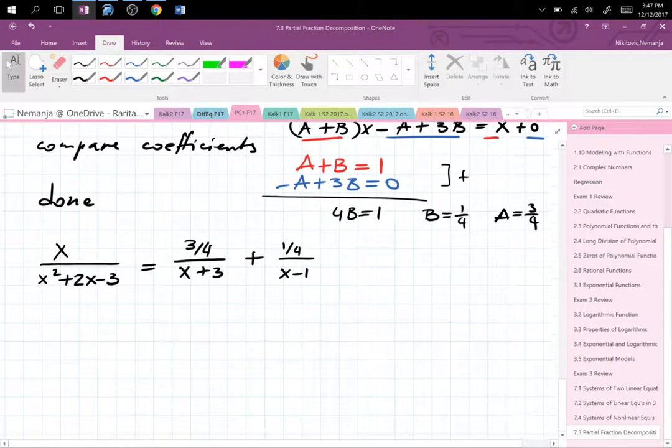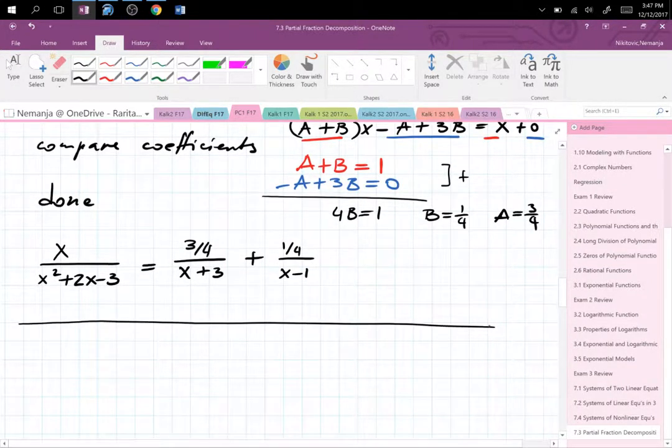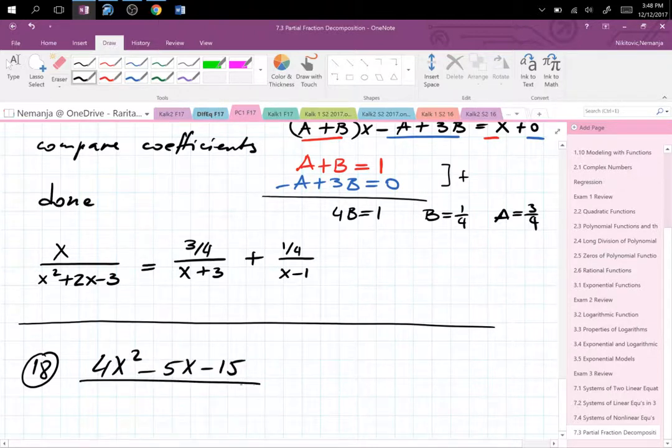Great. What happens if you have more terms? Well, more work. That's all it is. So say you have problem 18, and you can practice 17 or something. So 4x squared minus 5x minus 15 divided by x plus 1, x minus 5.